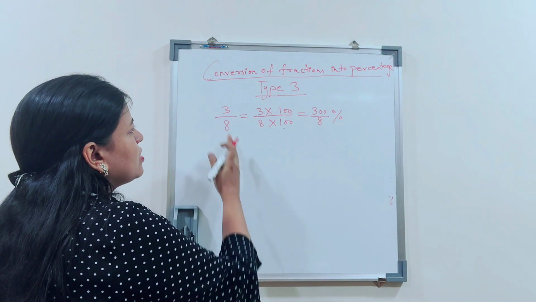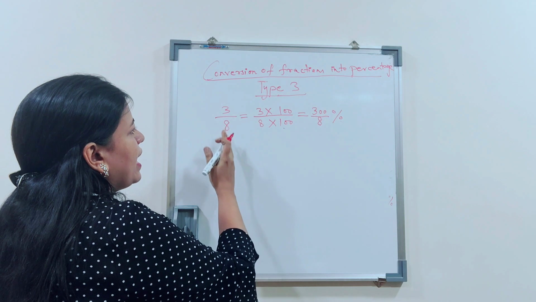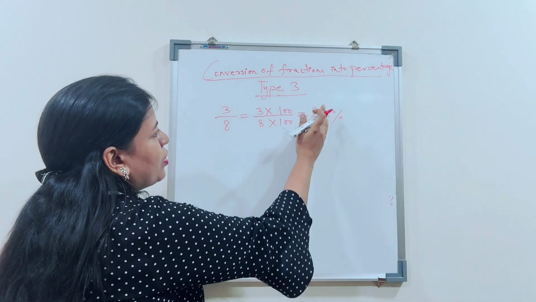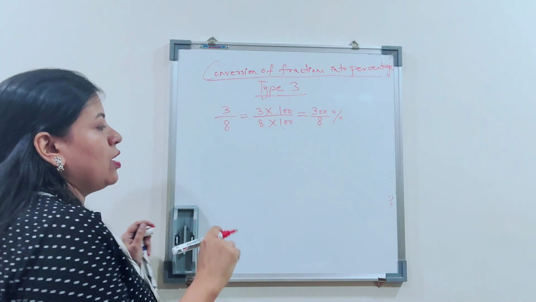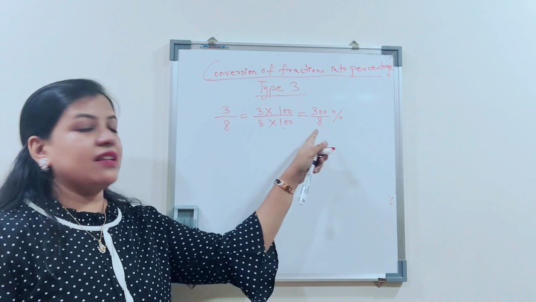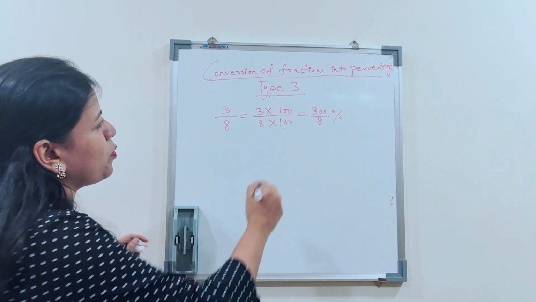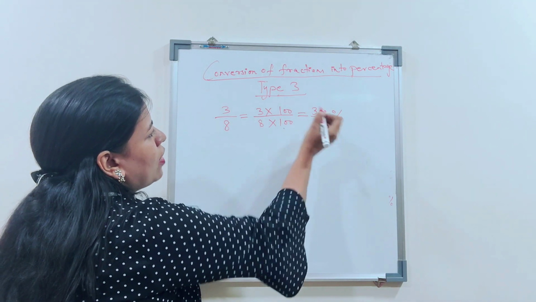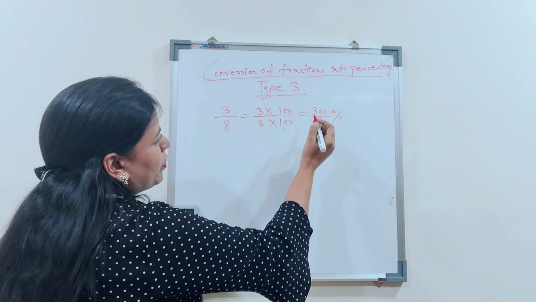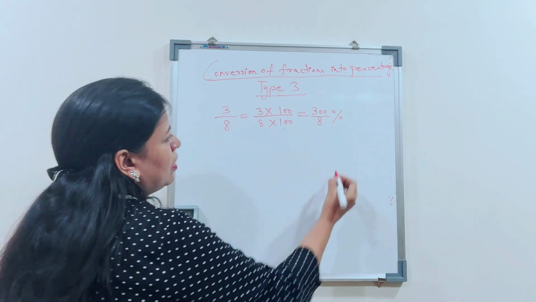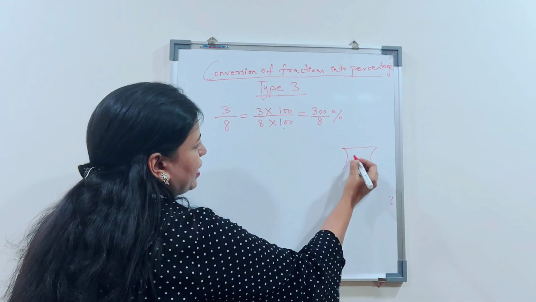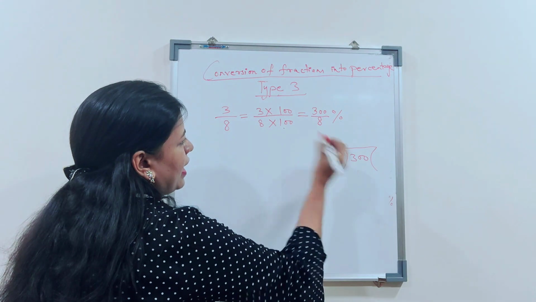So what we have done is we have converted this 3 by 8 into what? 300 by 8 percentage. But we cannot leave the answer like this. Why? Because we have to convert it either into mixed fraction form or its decimal form. So how do we do that? We do the normal division. So we divide 300 by 8.